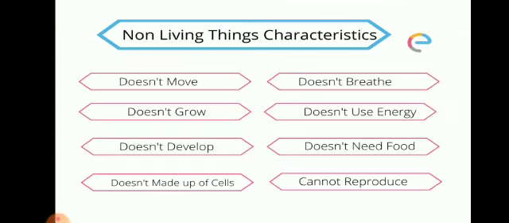Now, let us see the characteristics of non living things. They don't move, they don't grow, they don't develop their babies. They are not made up of cells. They don't breathe, they don't use energy, they don't need food and also water, and at the same time they cannot reproduce. These are the characteristics of non-living things. Based on this, we can divide a thing into a living or a non-living thing.